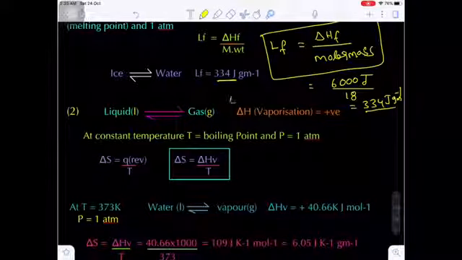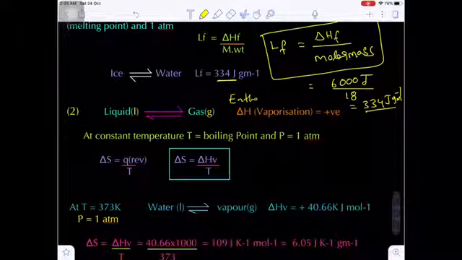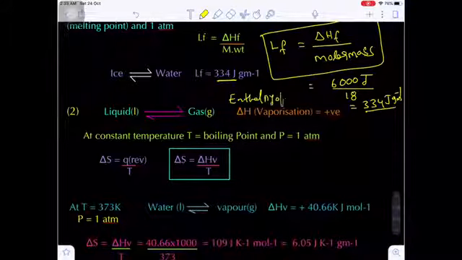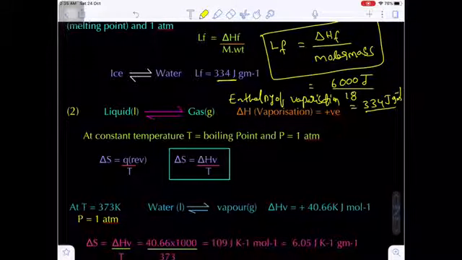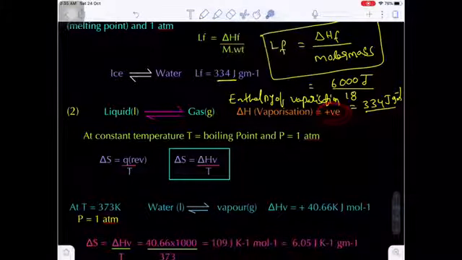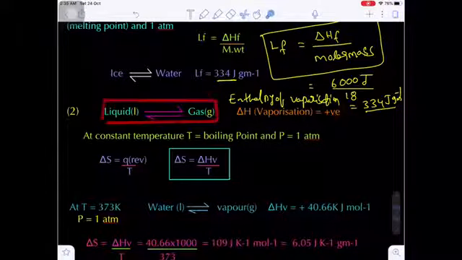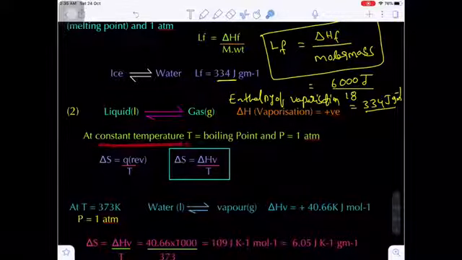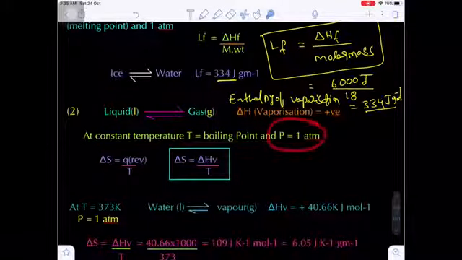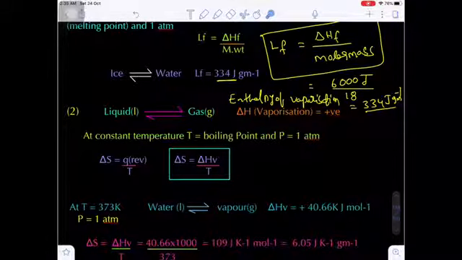What will we call it? Enthalpy of vaporization. It is also an endothermic process. That's why the amount of heat energy required will be positive. Remember, this equilibrium will be established at a constant temperature known as the boiling temperature or boiling point, and the surrounding pressure is obviously 1 atmosphere.